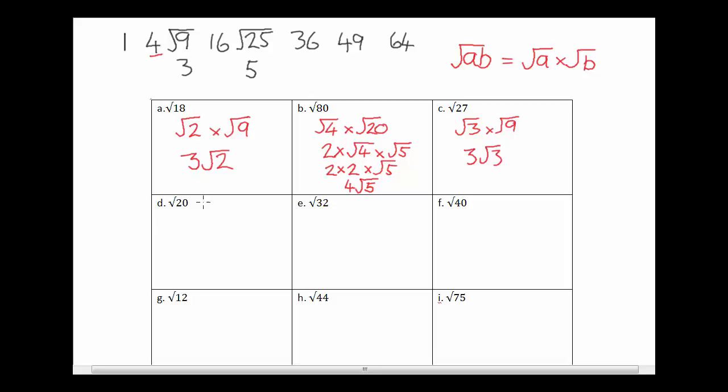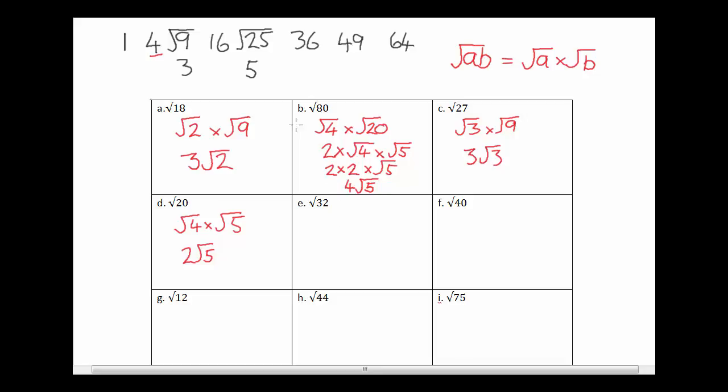Again, we'll look at 20, so number 20 is what times what equals 20. We could say 4 times 5, so that would be the square root of 4 times the square root of 5. The square root of 4 is 2, so that's going to be 2 root 5. And again, the more practice you do, the easier it gets.